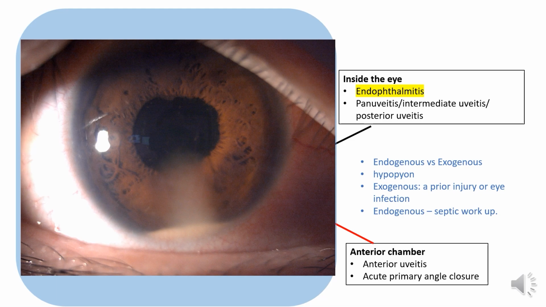This photo is not endophthalmitis. I'm putting it here just to show you how it may look. The photo is actually a young patient who has a history of ankylosing spondylitis with anterior uveitis. As you can see, the eye is actually not that red. I just want to show you how hypopyon looks.